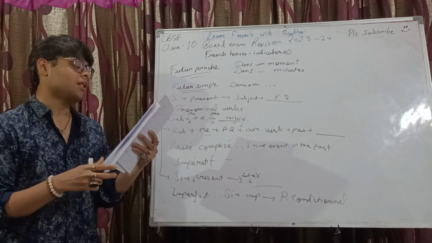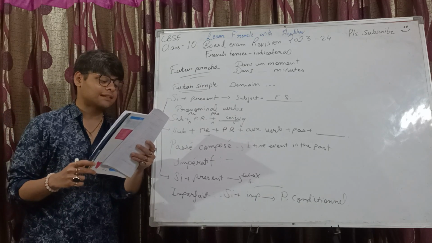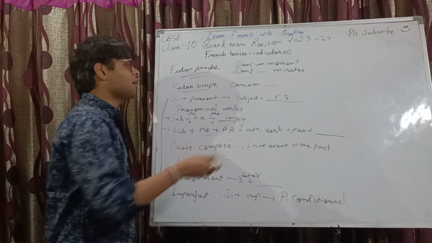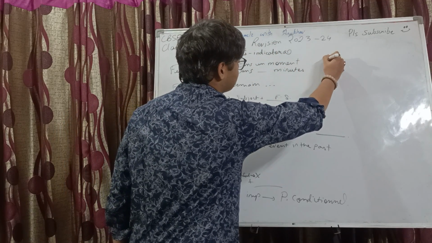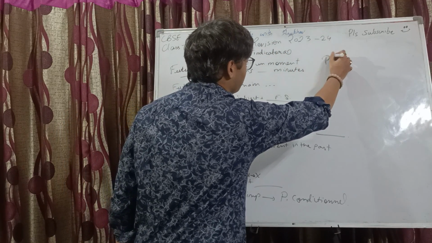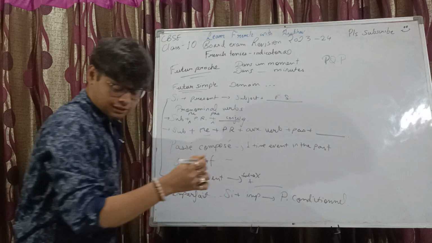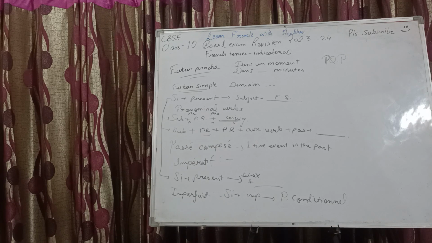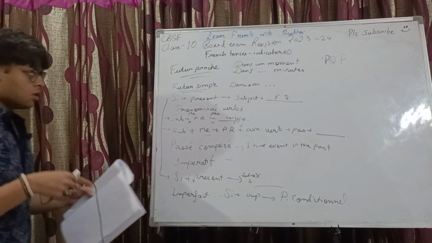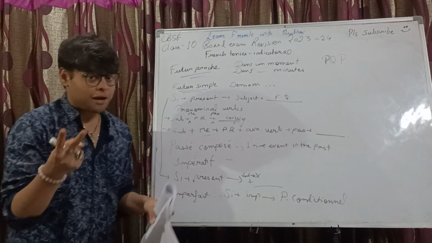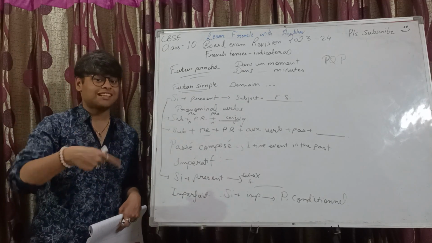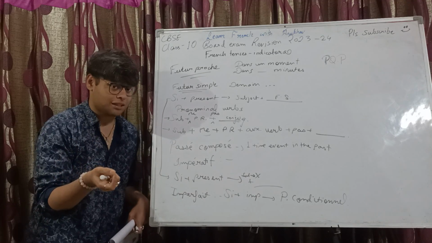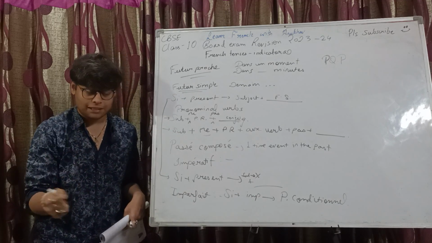Now we have an interesting tense over here to be discussed. That's PQP, plus-que-parfait. There are many ways to call it. Let me just change the marker because it's barely visible. Just a minute. Hopefully this will work. Plus-que-parfait, two actions in the past. The action which is preceding the other one, we are using plus-que-parfait for that. The preceding action in the past.